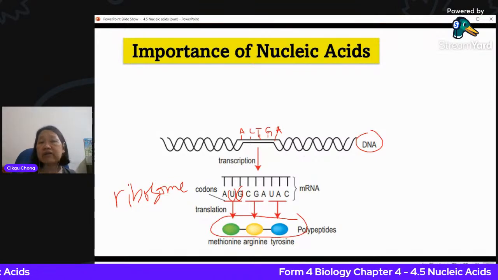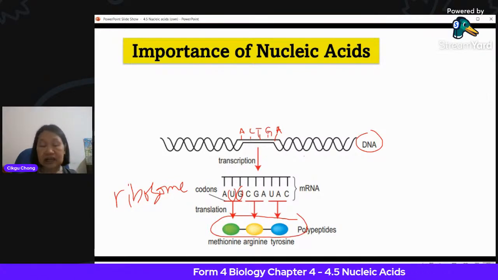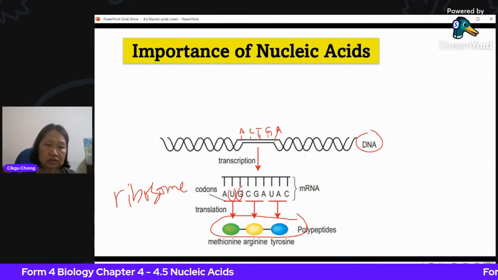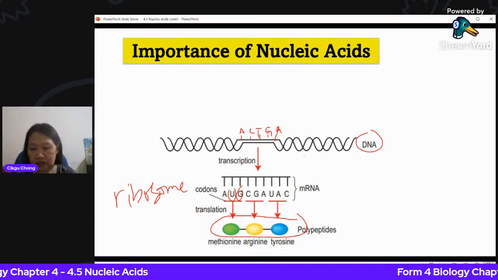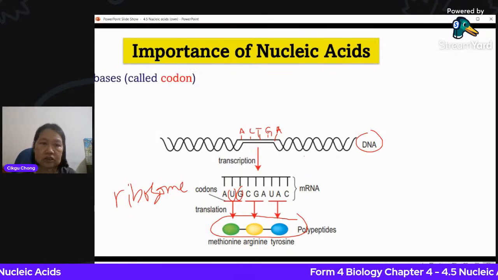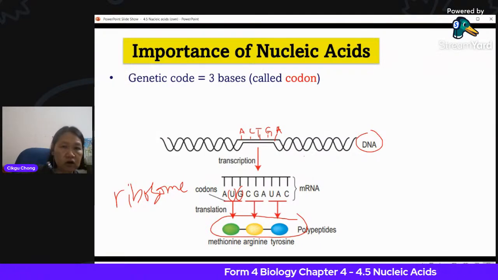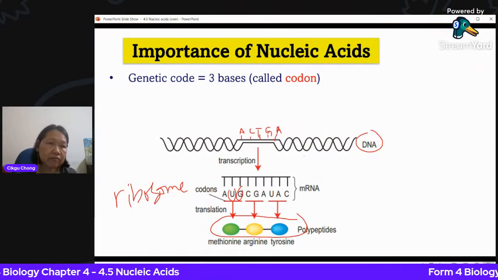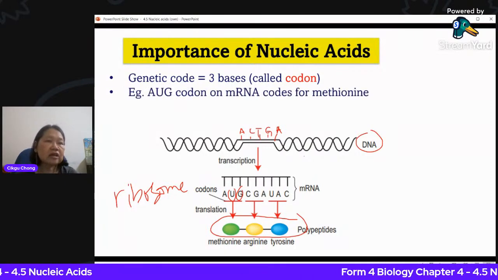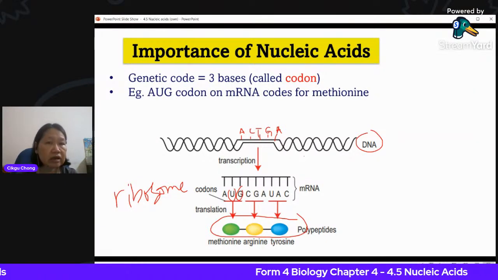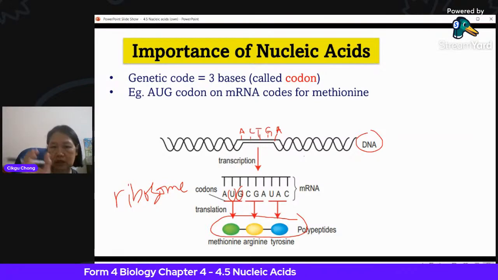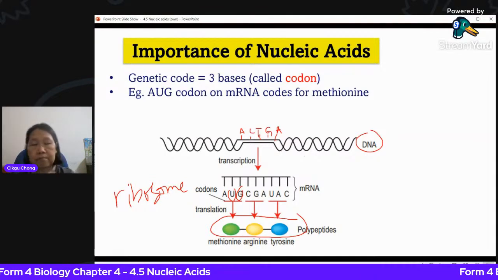Okay, so your RNA is important in synthesizing protein. You don't need to see the whole picture, but I want you to understand it. So the three codes here are called the codon. You need the three codes here to make an amino acid. This is like a recipe, right, to make the amino acid. So the AUG codon on mRNA will code for methionine. The AUG is a code to make your methionine.